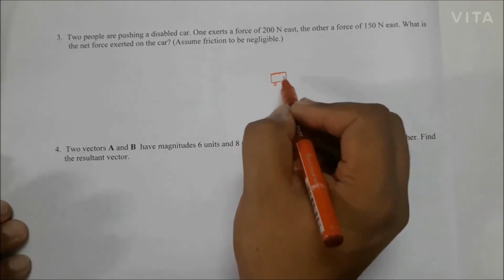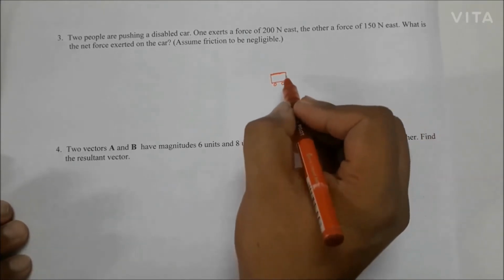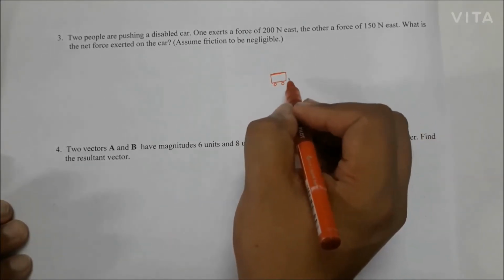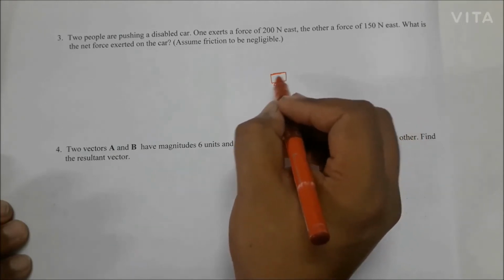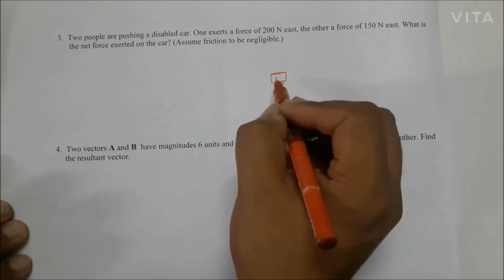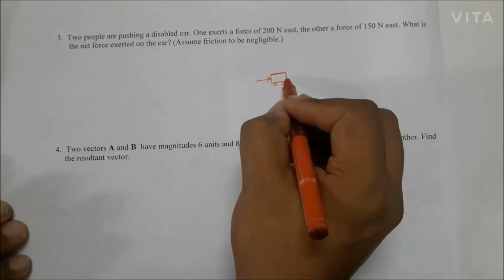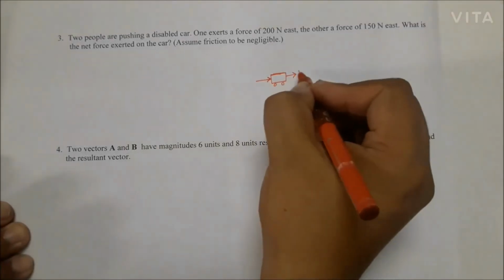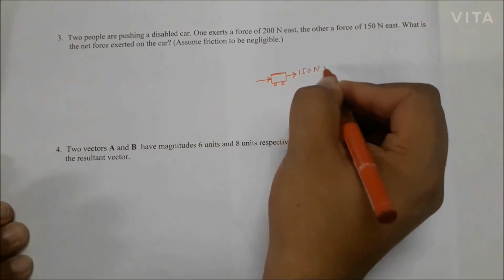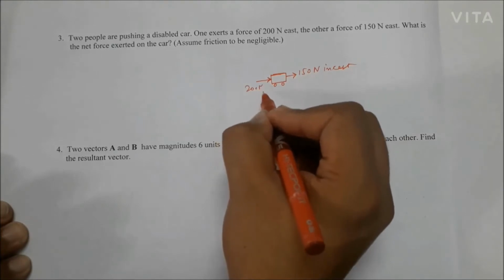It is not moving. It is not able to move with the help of petrol, you can say. Now two persons are applying forces on it such that it moves. Suppose this is a car. Two persons are applying forces on it. One is in this direction and the other one is in this direction. One is applying 150 newtons in east and the other force is 200 newtons in east.